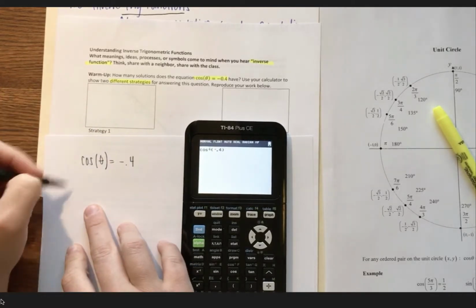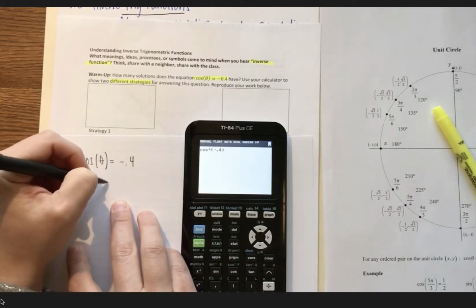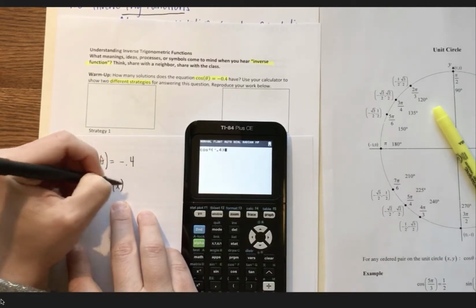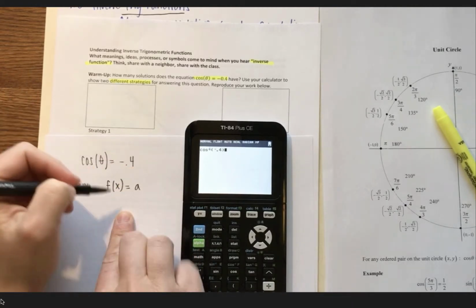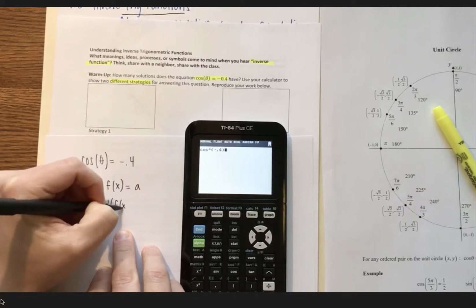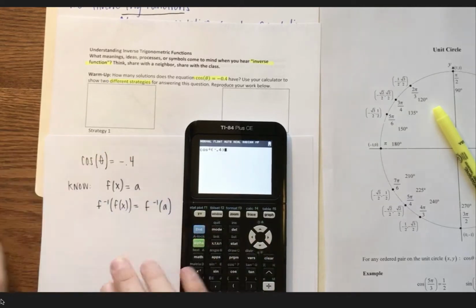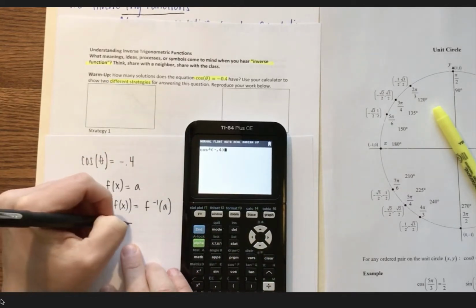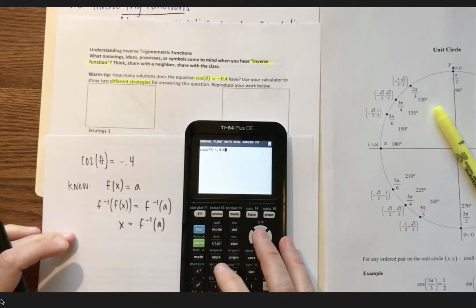I'm trying the reverse process because I know a fact: if I have f of x equals a number, like cosine of theta equals a number, then if I take f inverse of f of x, f inverse of a, I get x equals f inverse of a. So I'm going to apply that reasoning here.